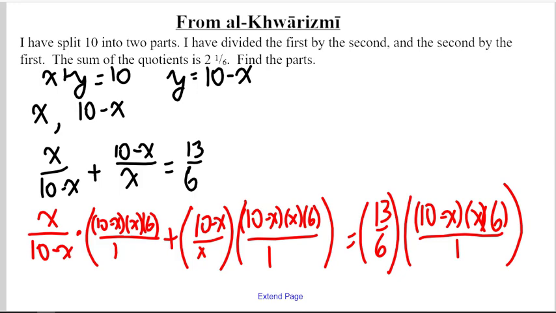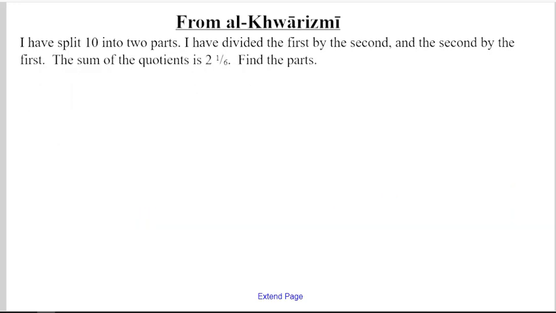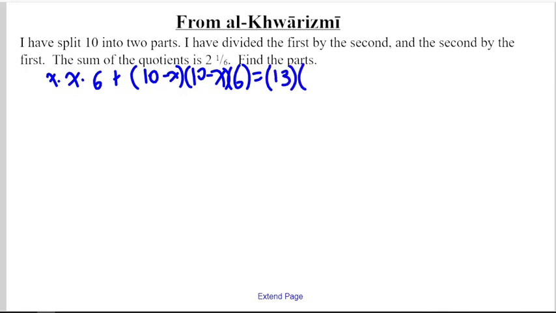So now look at what happens when I do that. 10 minus x over 10 minus x simplifies to 1. I'm left with a denominator of 1. x over x simplifies my denominator to 1. 6 over 6 simplifies my denominator to 1. So now, what am I left with? At this point, what I'll have is x times 6 plus the quantity 10 minus x times 10 minus x times 6. And that'll equal 13 times 10 minus x times x.